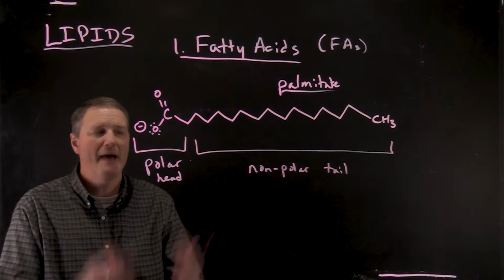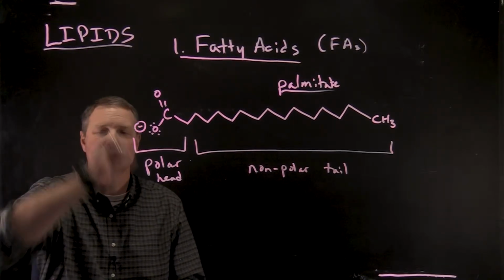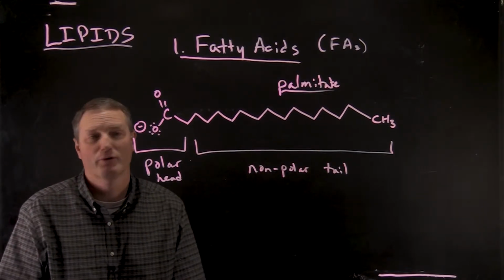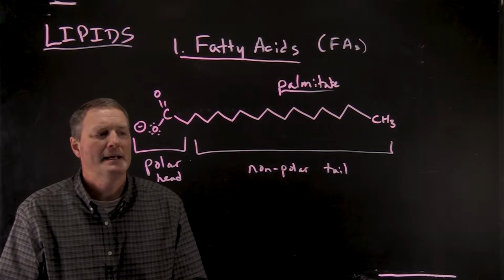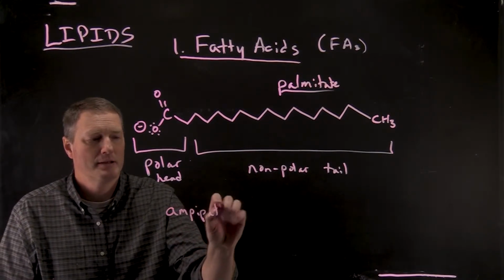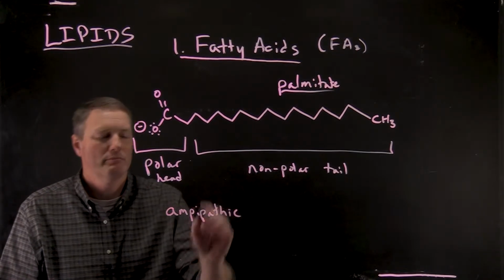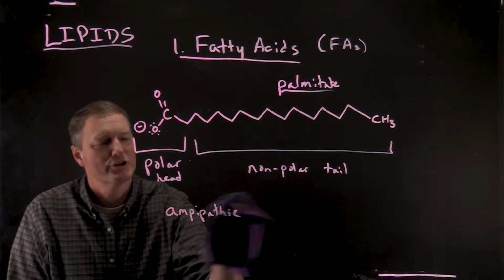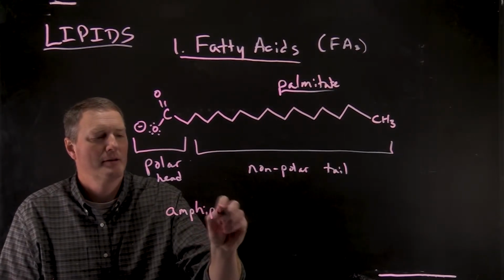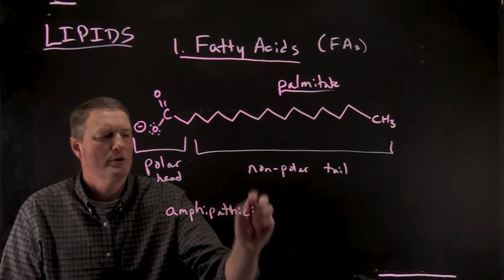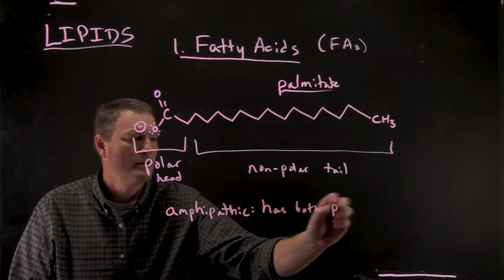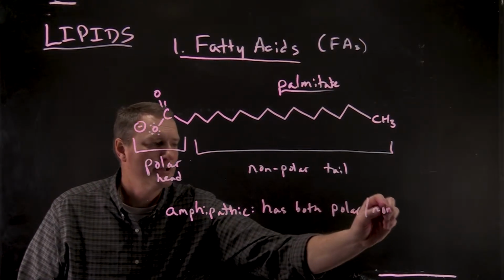All right, so molecules that have this type of structure, where you have one end that has a polar group on it and then a long hydrophobic group, one that doesn't like to dissolve in water, these are called amphipathic. Oh, I spelled that wrong. A-M-P-H-I, sorry. Which basically, again, just means it has both polar and non-polar regions.